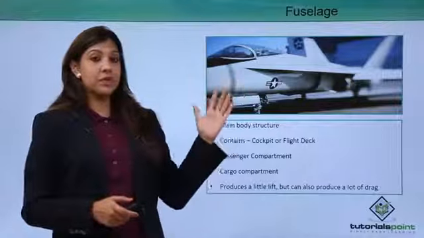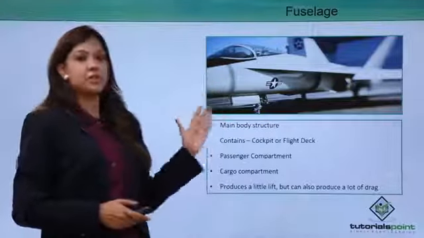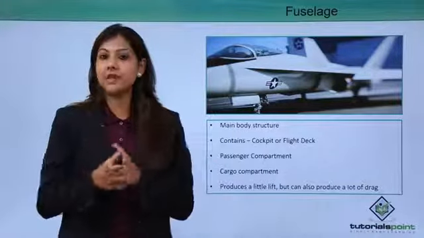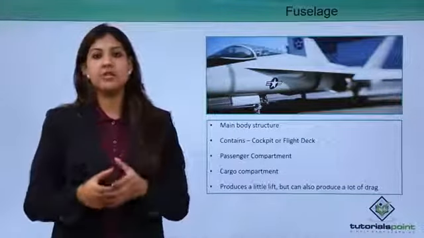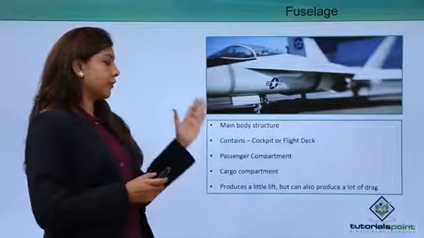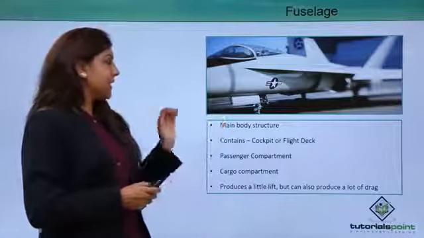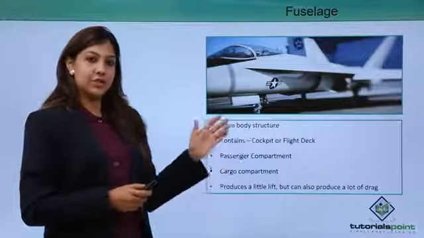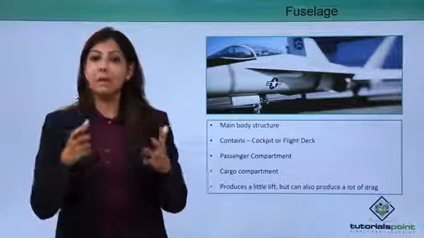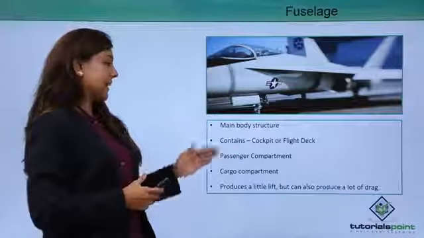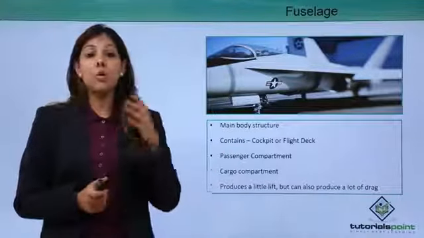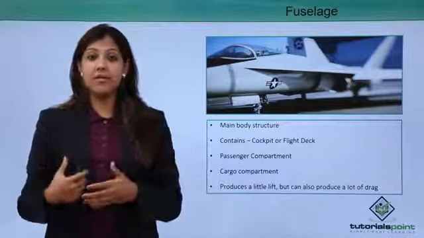Talking about the fuselage, well, in an aircraft, fuselage is the main body of the aircraft, the main structure which holds everything together. The wings, the engines, the cargo, everything is included in the fuselage of the body. It contains the cockpit or the flight deck crew, which is at the front of the aircraft. It has the passenger compartment where the passengers are sitting, and it has a cargo compartment. There are 2 kinds of cargos in an aircraft. One is a forward cargo and one is the aft cargo.